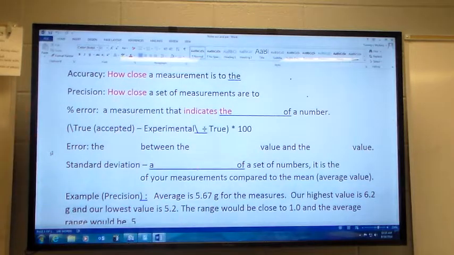So you've got those to do tonight. You got one or so of those to do tonight for homework. So percent error, okay, is the measurement of the accuracy.